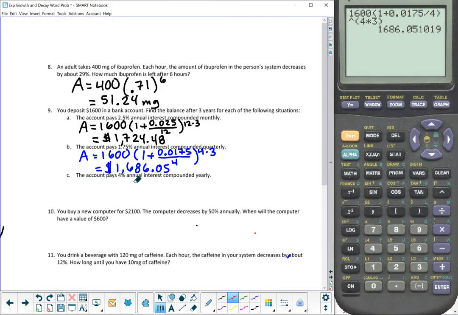So okay, C. I'm going to put this one in red. The account pays 4% annual interest compounded yearly. So this one, your n is going to be 1, which means once a year only. So A equals, same scenario, 1600 times (1 plus 0.04), compounded yearly. So once a year, and once a year for 3 years.